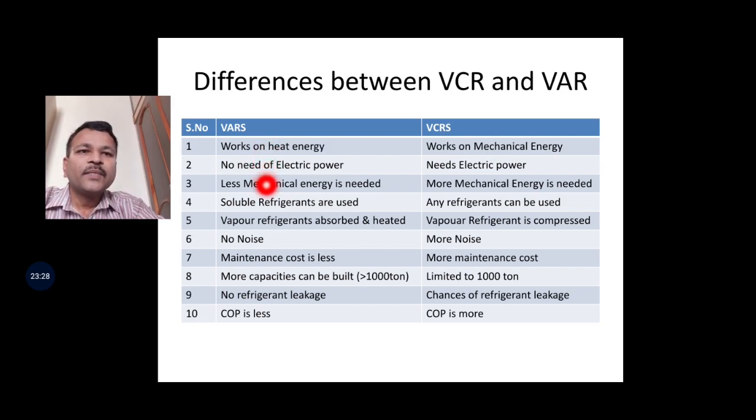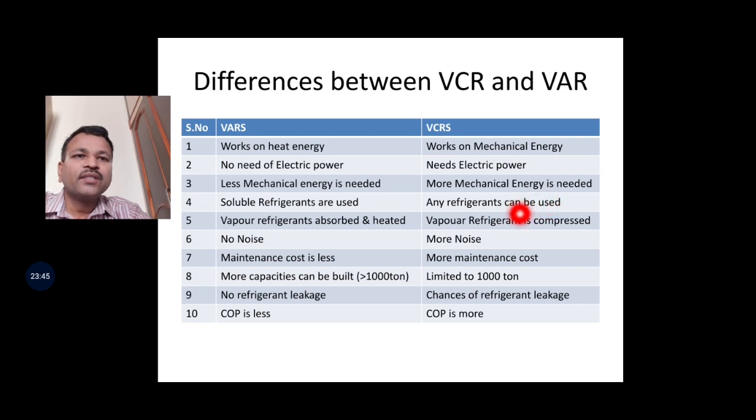Next, less mechanical energy is needed here, while more mechanical energy is required in compression because of the compressor. Soluble refrigerants are used in absorption, meaning ammonia dissolves in water, but in compression any refrigerant can be used. The vapor refrigerant is absorbed and heated here, but only compressed there. There is no noise here and more noise there, because the compressor makes noise. Maintenance cost is less here, more there.